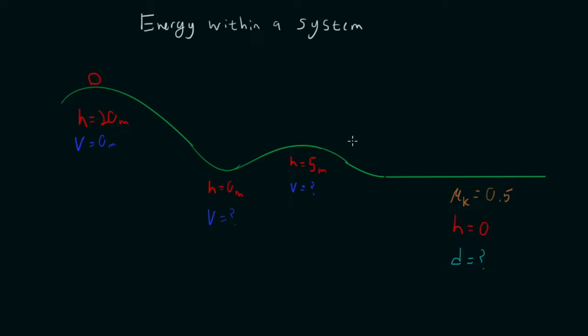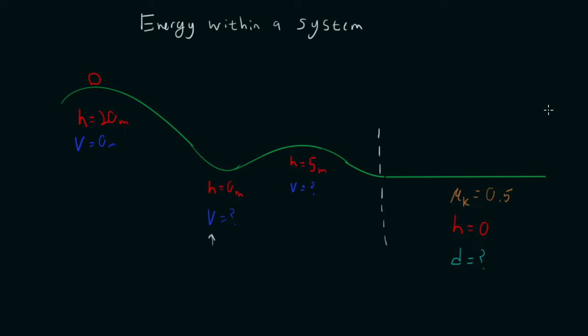Then it'll reach the bottom of that second hill, having the same velocity as we find right here, and then it will reach this point where it will have a friction that will slow it down. Everything until this point right here is a closed system. The total mechanical energy for all three of these points will be exactly the same.